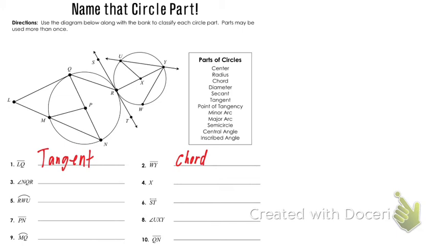I'm going to try to go with somebody different for each of these. Elizabeth. I would agree it's an inscribed angle. The vertex is on the circle, and the sides are chords.